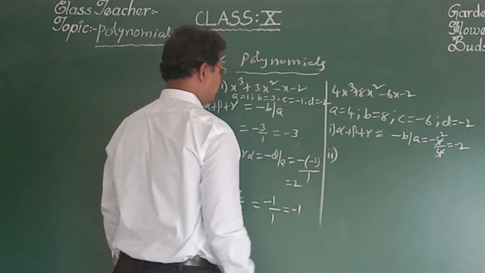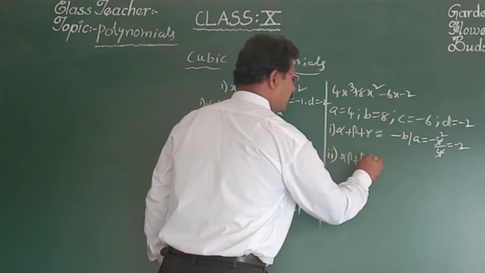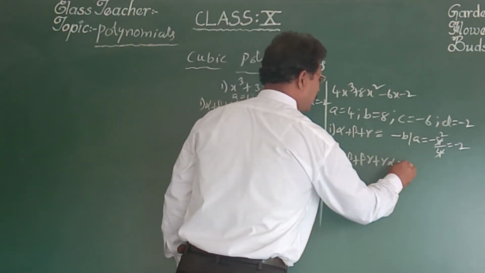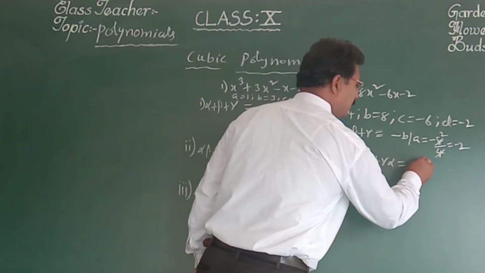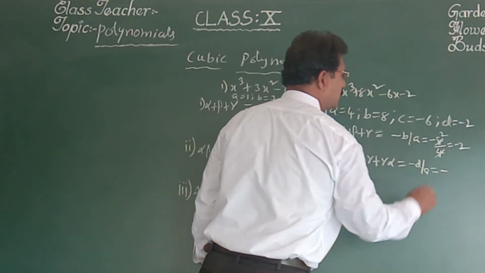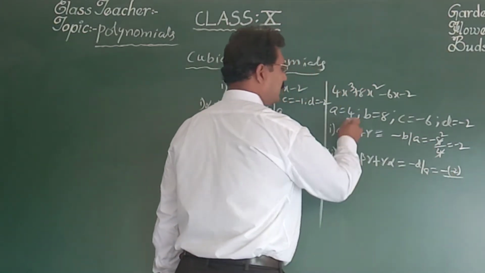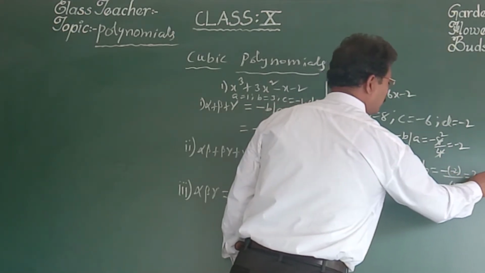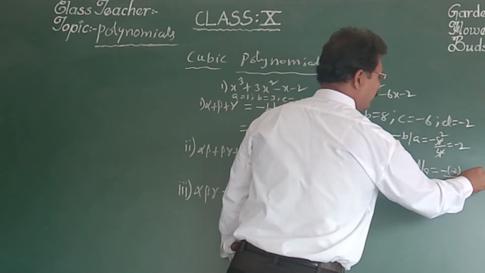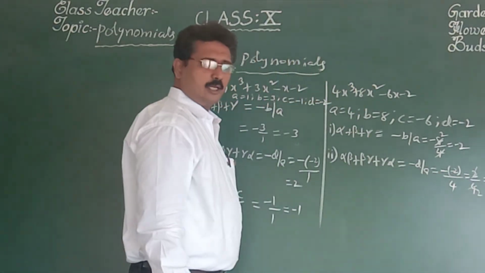Next, the second one, alpha beta plus beta gamma plus gamma alpha is equal to, what is the formula? Minus d by a. Which is equal to minus of d, what is d? Minus 2 by a, which is 4. Minus of minus 2 by 4 is 2 by 4, which is equal to 1 by 2.